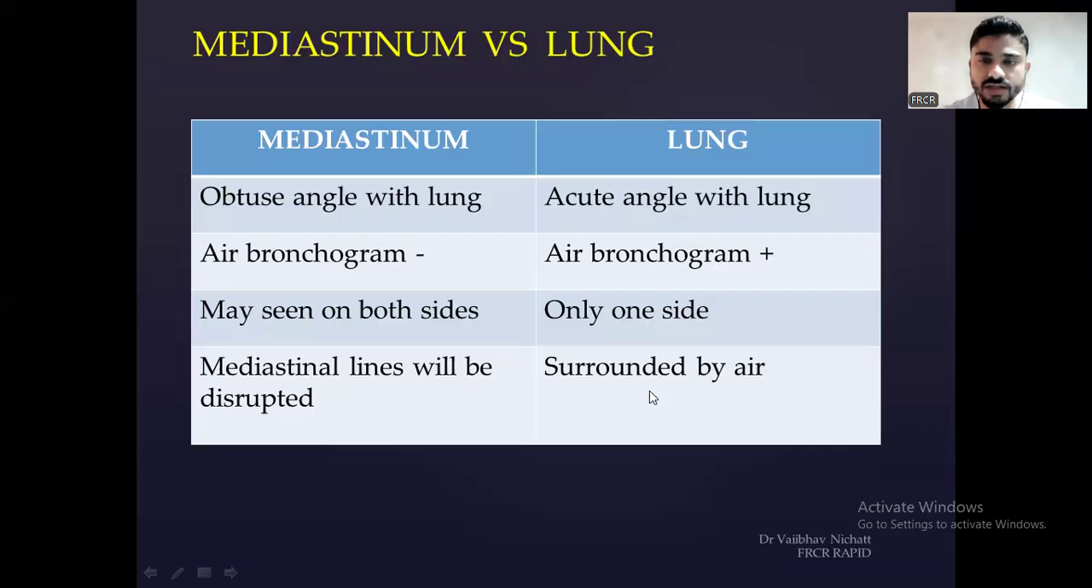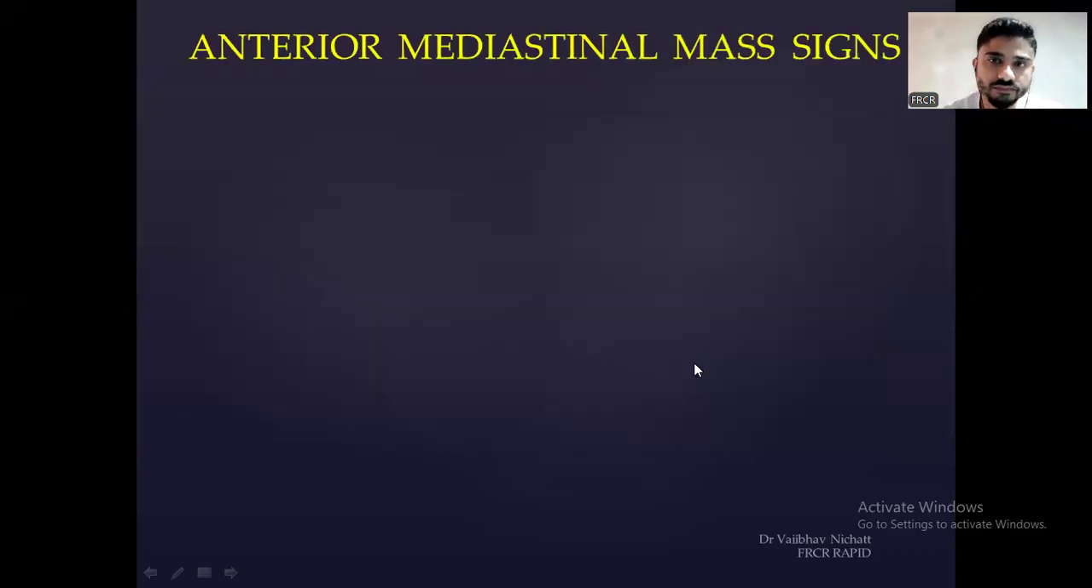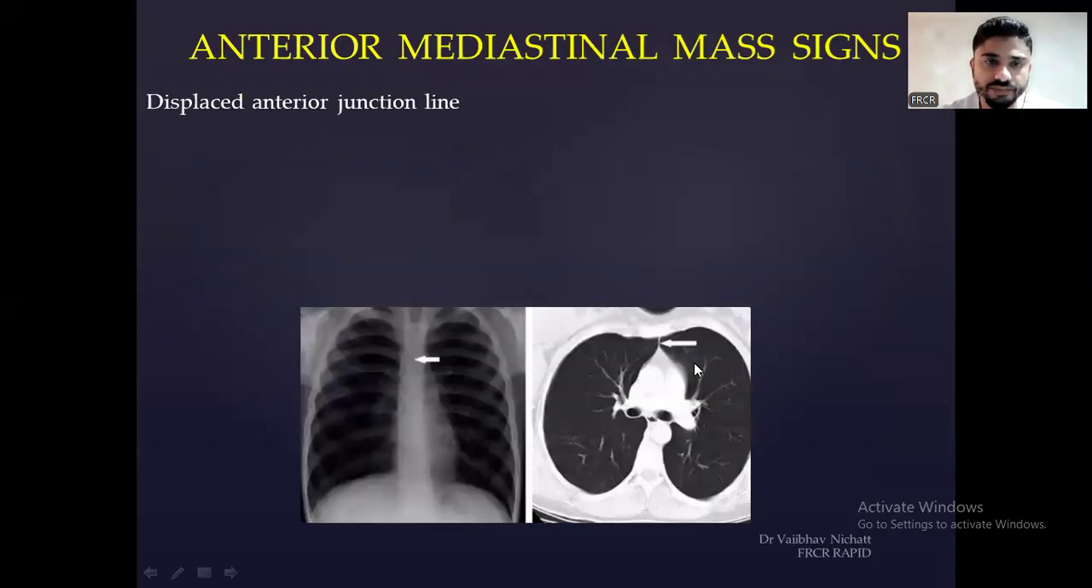The lung masses are usually surrounded by air, so the mediastinal lines will not be disrupted in lung masses. So coming to the anterior mediastinal masses sign. If there is a mass in the mediastinum and you think that it is in the anterior mediastinum, then there are a few signs that you need to know that will help you distinguish and confirm that this is an anterior mediastinal mass and not situated in the middle or posterior mediastinum.